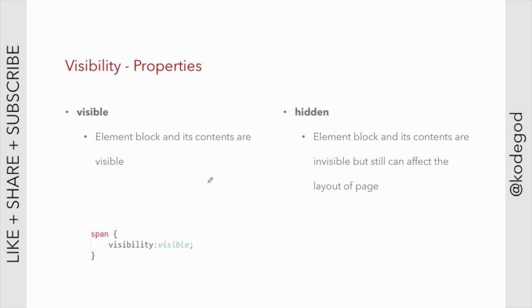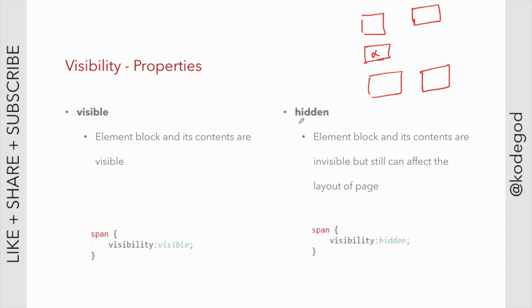Opposite to it is hidden. In case the contents are visible, you can specify the value as hidden, and the element block and its contents are made invisible. But even with hidden, it will still have an effect on the layout of the page. Meaning, if you have, let's say, 3 elements like this, and if you make this element invisible or hidden, then the layout will still be retained, and content will be displayed like this. There could be some instances wherein you may require this kind of behavior. So in case you don't want a change to layout, you can use visibility equal to hidden.